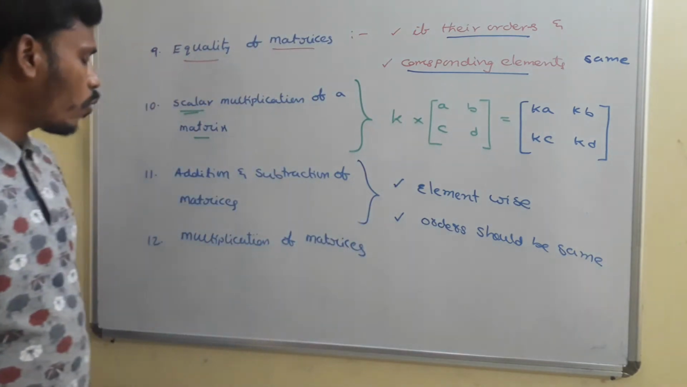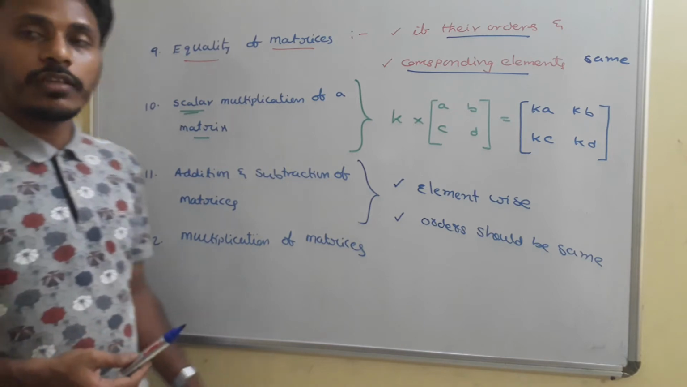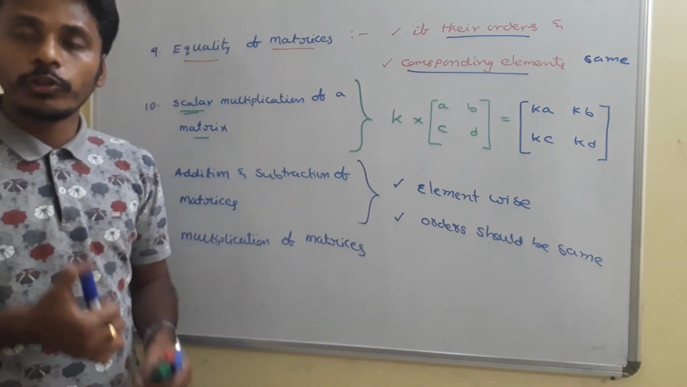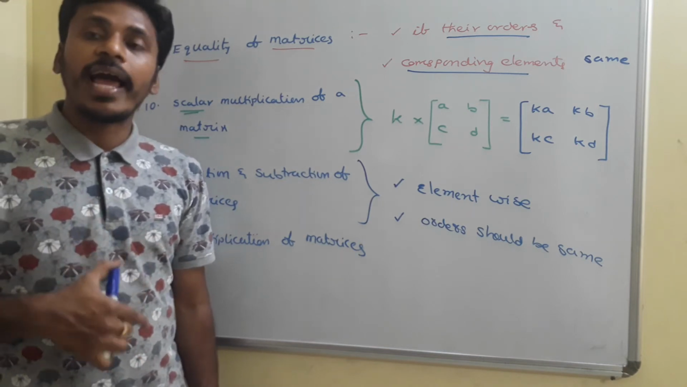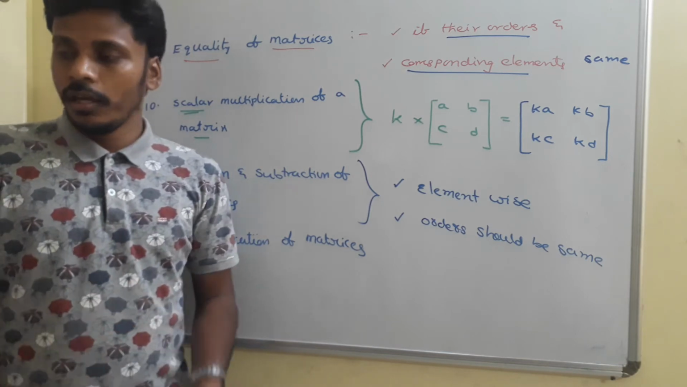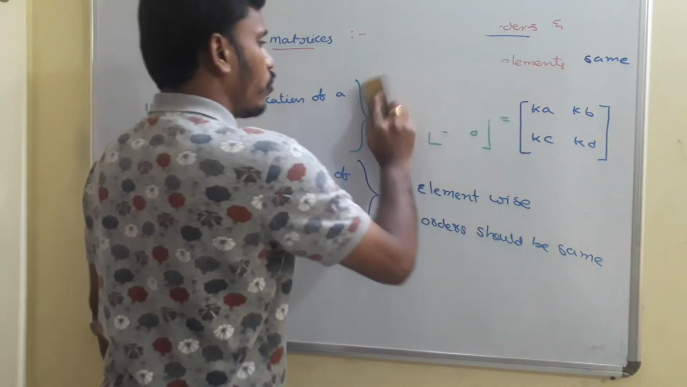To add or subtract two matrices, we first need to check their orders. If their orders are the same, then it is possible to add or subtract. And the next thing is, while adding, you just combine the corresponding elements. That's it. I will give you the examples. Just have a look. For the space concern, I am erasing these two.